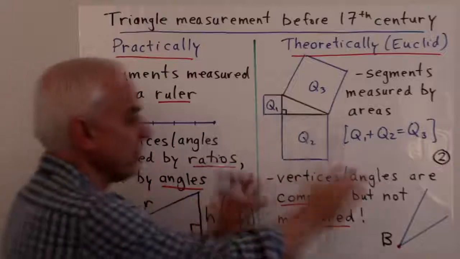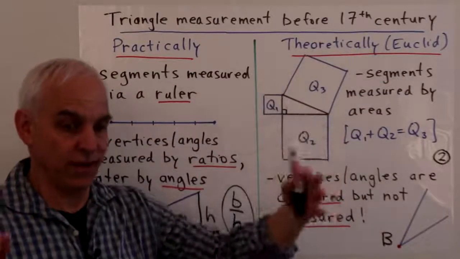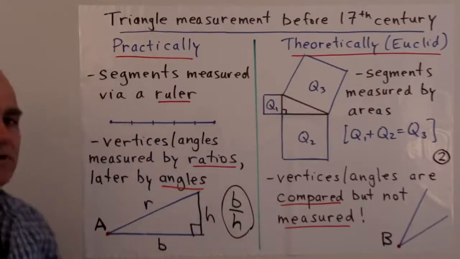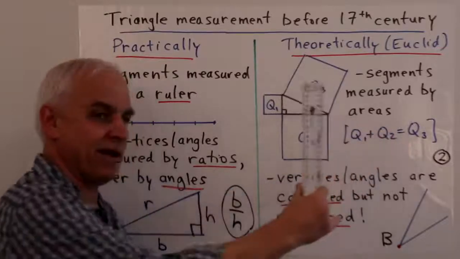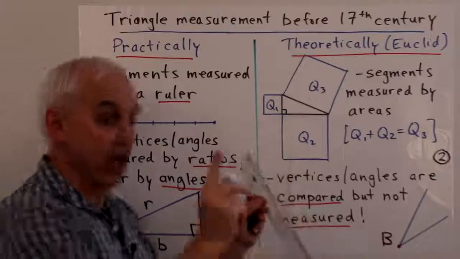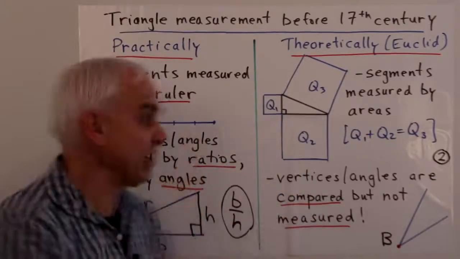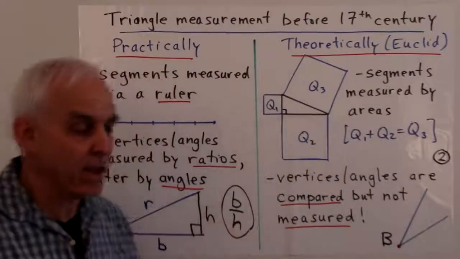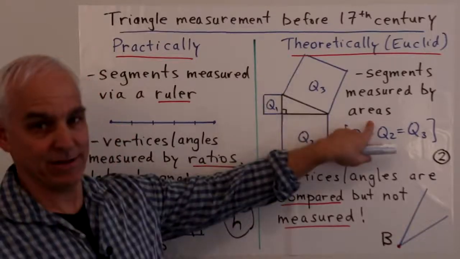Then on the theoretical side, which is really encoded by Euclid, the great theoretical Bible of geometry, we have a different point of view. So Euclid avoids using a ruler. That's not part of his tool chest. A straight edge, yes, but a straight edge made into a ruler, no. All right, so he's not talking about this length and this length and this length. He's never doing that. What he does rather is he measures segments by areas.